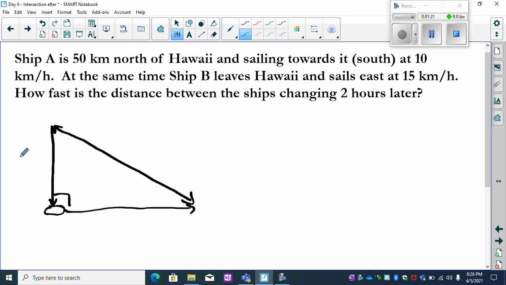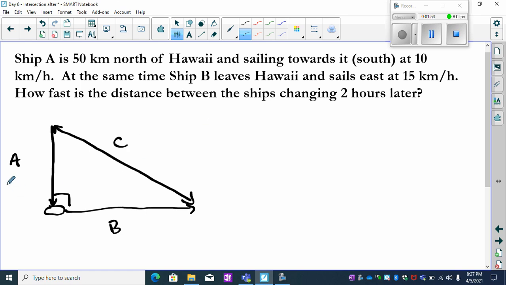But I think you'd agree that this distance right here is changing. This distance is changing, okay? As ship B leaves, that's going to increase. As ship A sails towards Hawaii, that's going to decrease. All right, and this distance is also changing. We said that if something's changing, we assign it a variable. Now, because they're talking about ship A and ship B, I'm going to call this A, this B, and for that matter, this will be C.